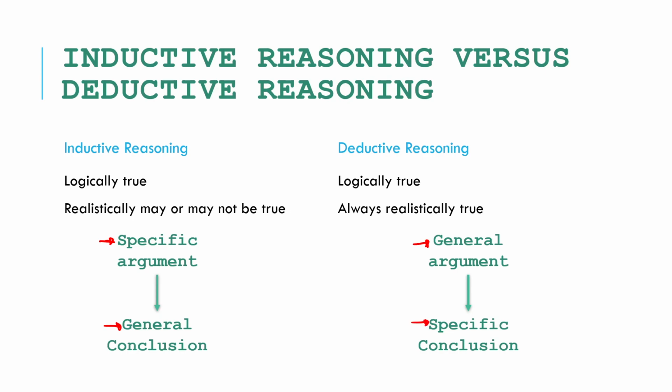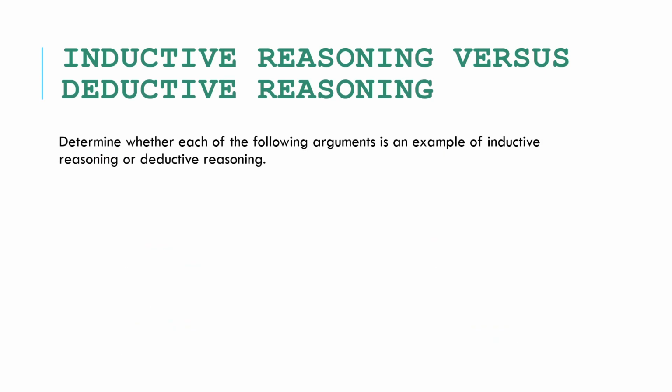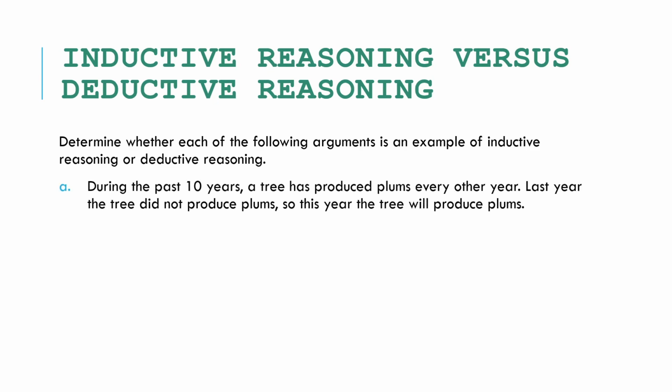Okay? Last exercise before this video ends is that we have to determine whether the following arguments are examples of inductive or deductive reasoning. So the first statement that we have: during the past 10 years, a tree has produced plums every other year. Last year, the tree did not produce plums, so this year the tree will produce plums. Now I give you 2 to 5 seconds. What do you think is the reasoning that we are using in this statement?